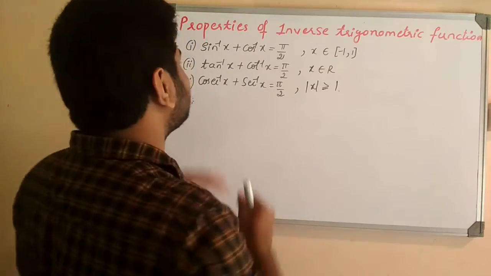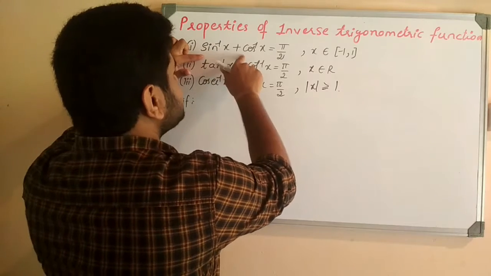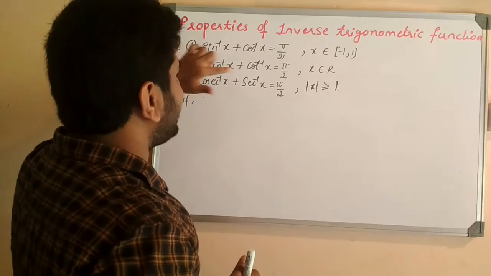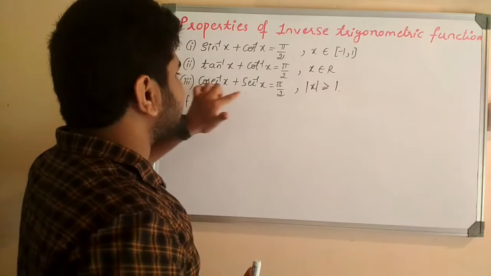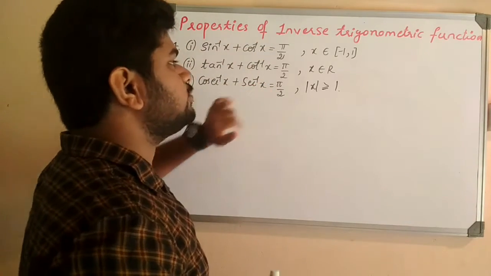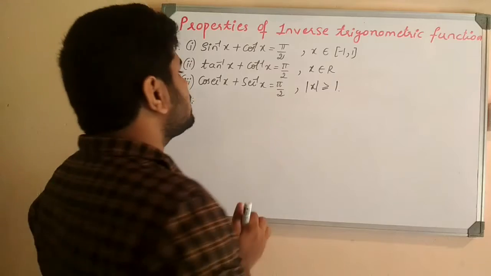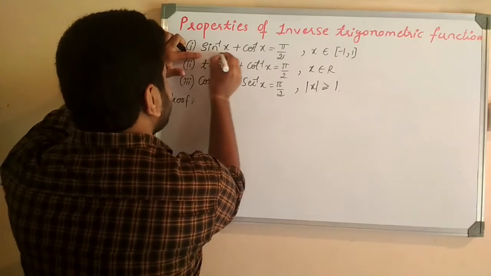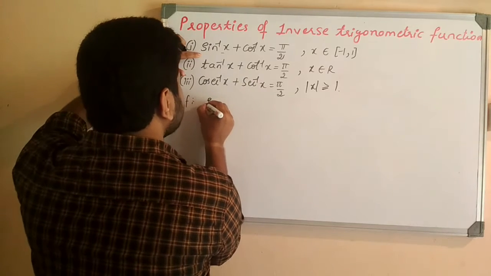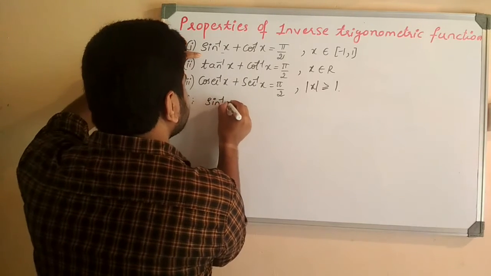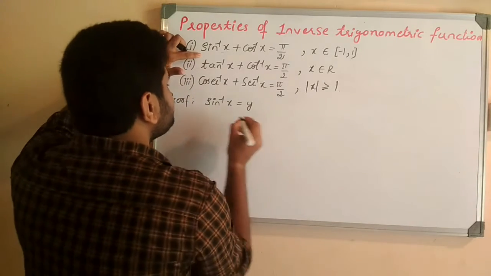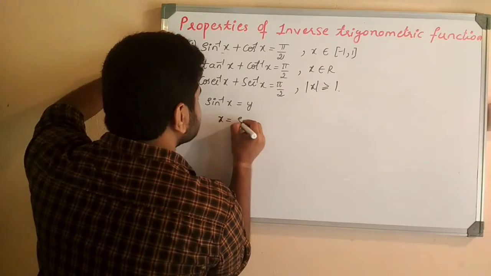So the fourth property is sin inverse of x plus cos inverse of x is equal to pi by 2, and similarly tan inverse with cot inverse, and cosecant inverse with secant inverse, each of which is equal to pi by 2. So how to prove this? First we take sin inverse of x is equal to y. So x is equal to sin y.